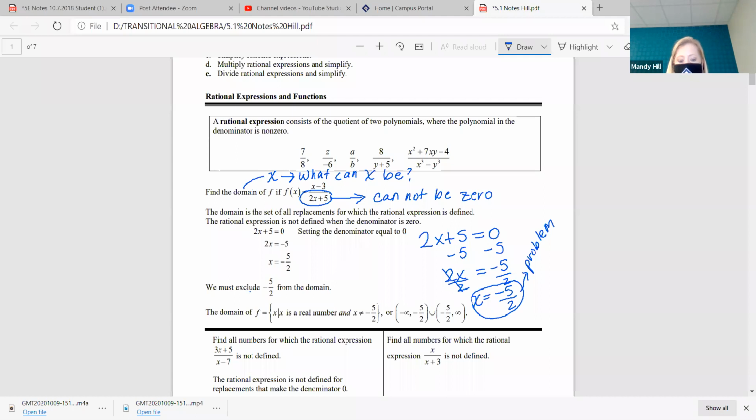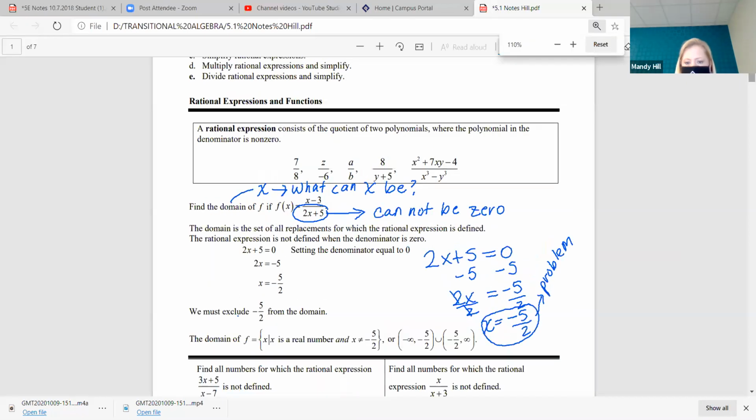There's a couple of ways you can write this. You could say the domain of f is equal to x, this line right here means such that, all x's such that x is a real number and x is not -5 over 2. So everything will work. That's what this one says. Everything will work except for -5 over 2.